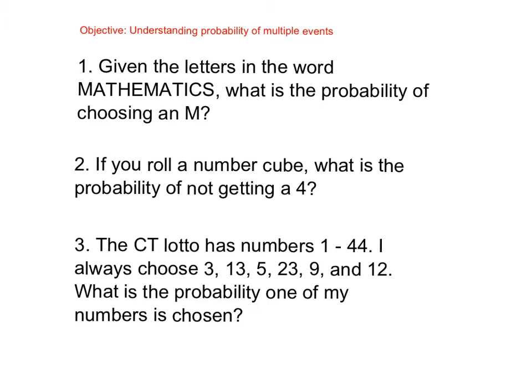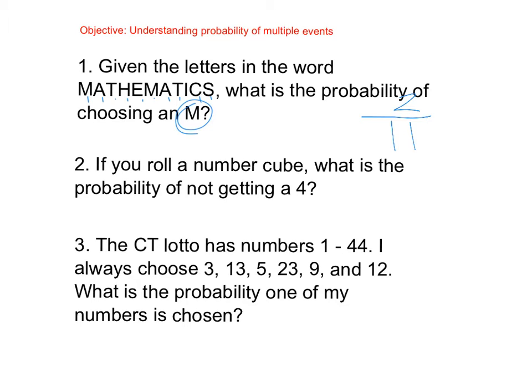All right, so this is review. Given the letters in the word mathematics, what is the probability of choosing an M? Remember, we need our total on the bottom. How many letters are in the word mathematics? 1, 2, 3, 4, 5, 6, 7, 8, 9, 10, 11. Yep, 11. And then the probability of choosing an M. How many M's are there? 2. 2 out of 11. Done.